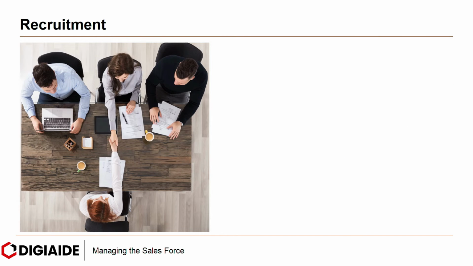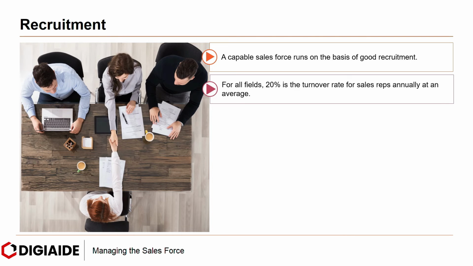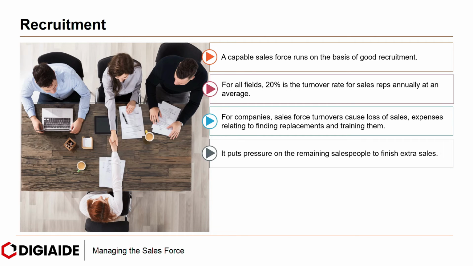Moving on, let's start with the first one, recruitment. A capable sales force runs on the basis of good recruitment. For all fields, 20% is the average annual turnover rate for sales representatives. For companies, sales force turnover causes loss of sales, expenses relating to finding replacements, and training them. It puts pressure on the remaining salespeople to finish extra sales.